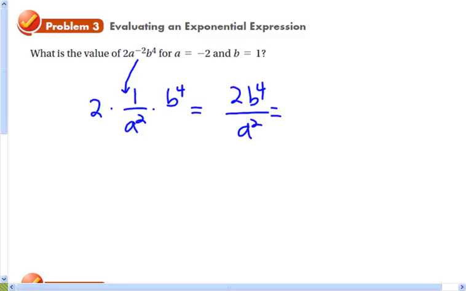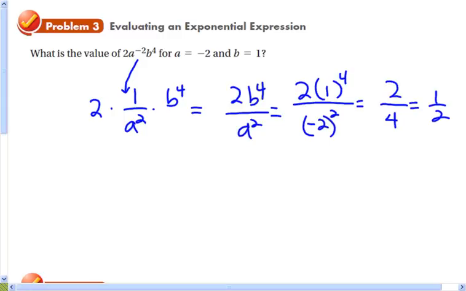Now let's substitute. So we have 2 times 1 to the fourth. So I substituted 1 for b, and then we're going to substitute negative 2 for a. And 1 to the fourth is 1 times 2 is 2. And then negative 2 times negative 2 is 4. And so we get 1/2 for that.